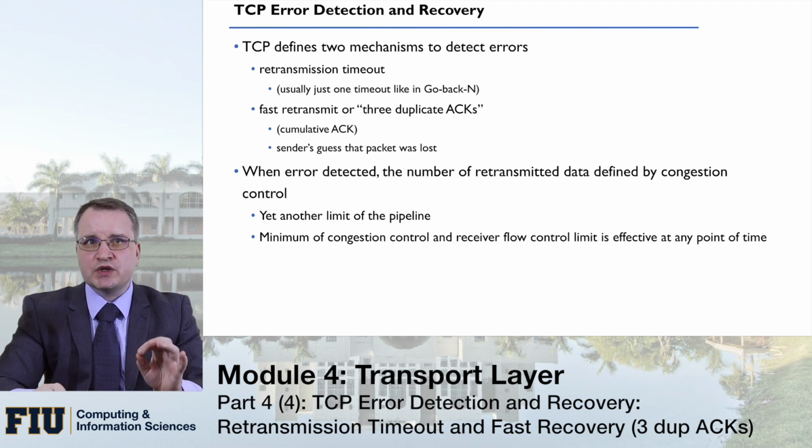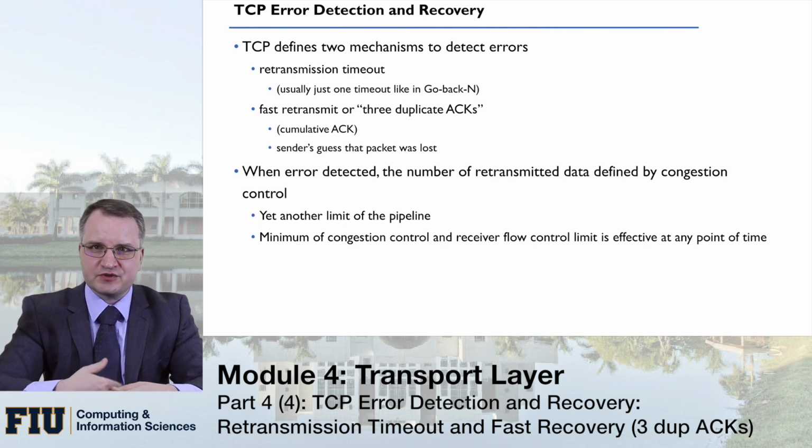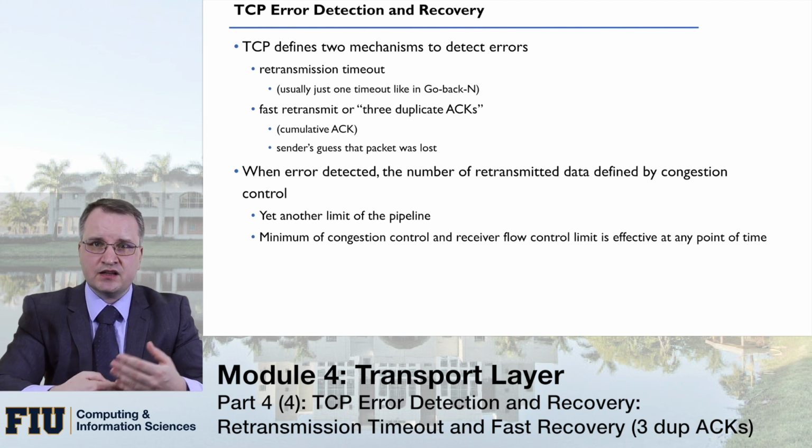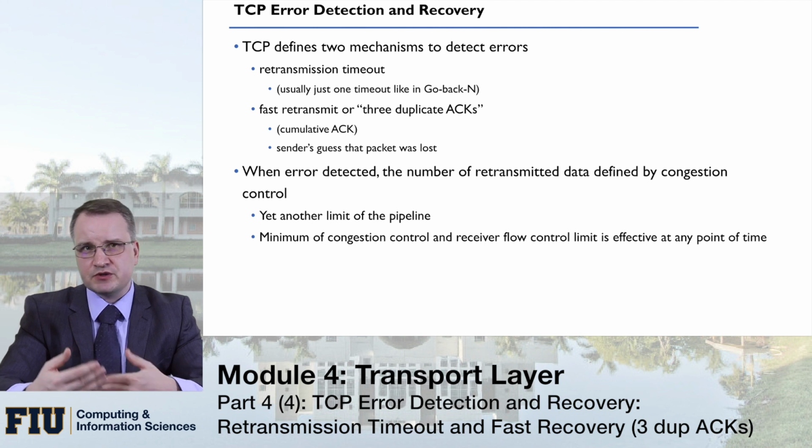And what happens when the error is detected is really up to the specific TCP implementation. It can be as simple as starting from scratch, very similar to the go-back-N approach, or it can actually differentiate between the timeout action and the 3 duplicate acknowledgement action. Because technically these are different problems in the network.